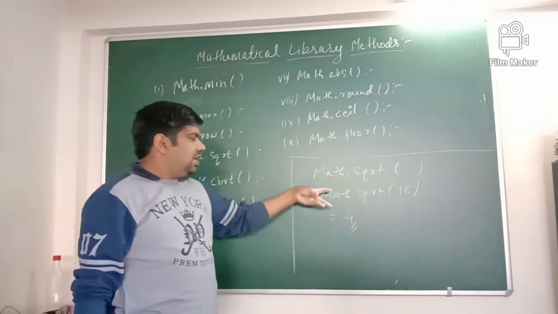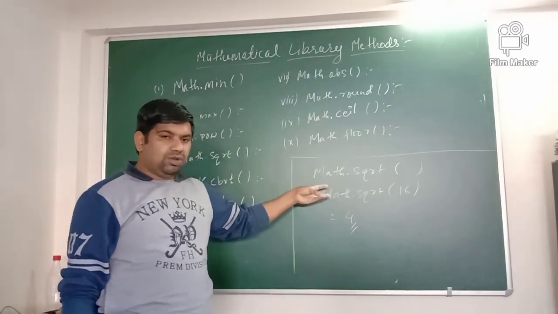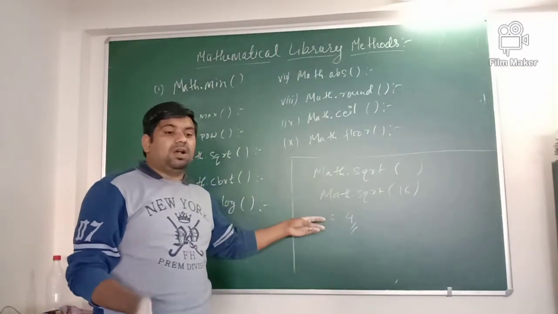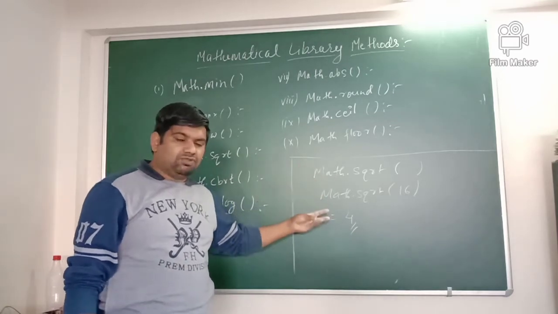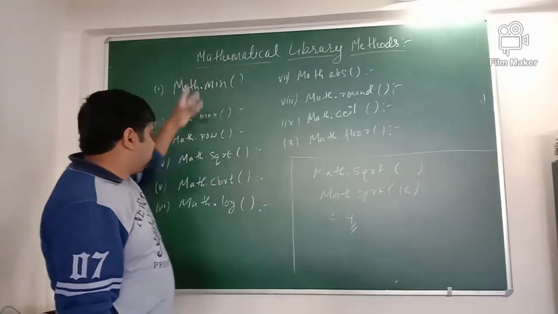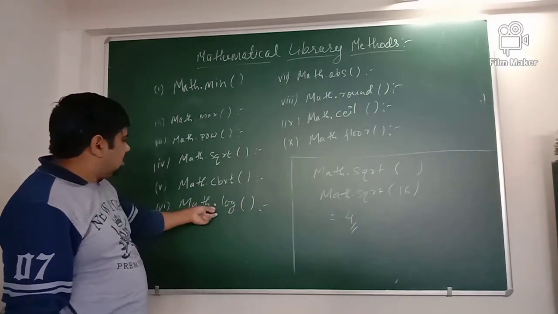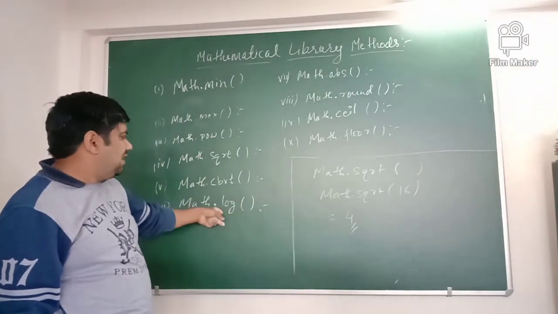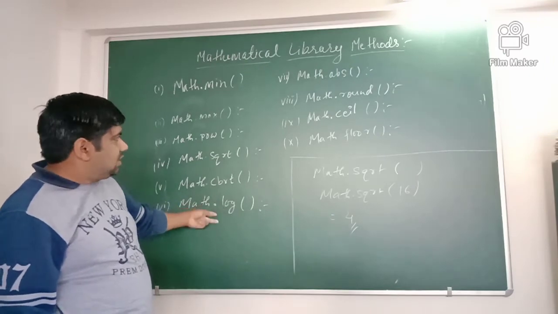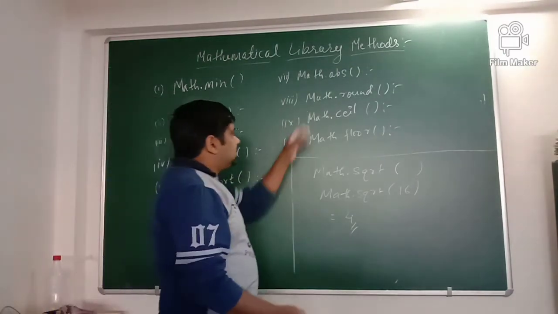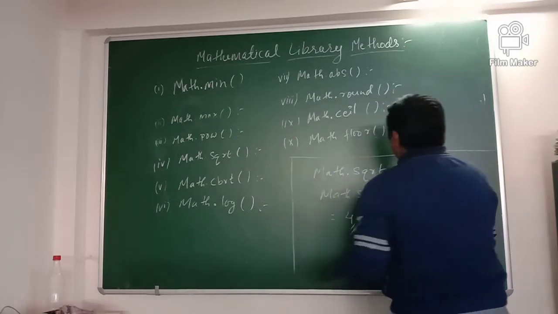The same way we are going to use a cube root. I am going to explain more when we come to some programs. When we do some programs, we are going to explain each and everything in a better way. Next, then we have got maths.log. If we want to find a log value of a particular number, we use this function. Then maths.abs stands for absolute value.